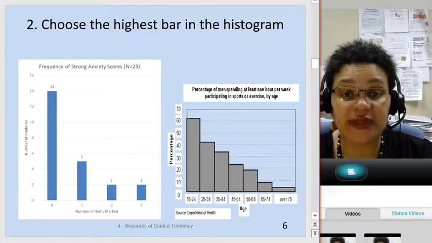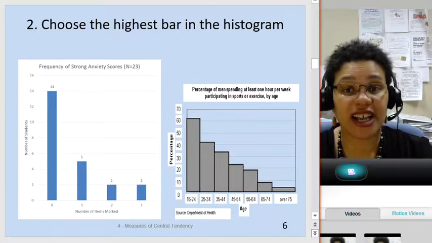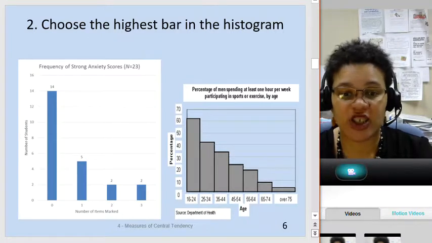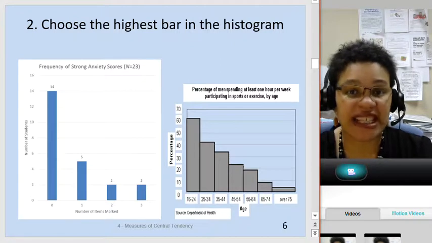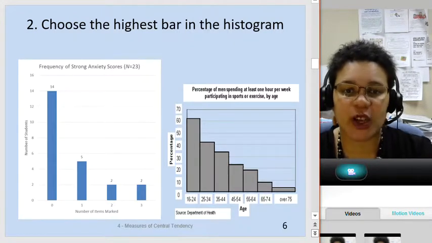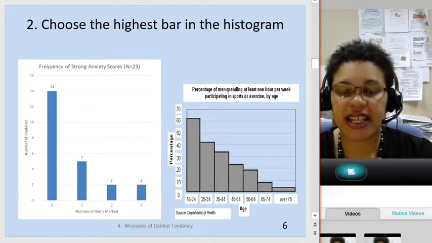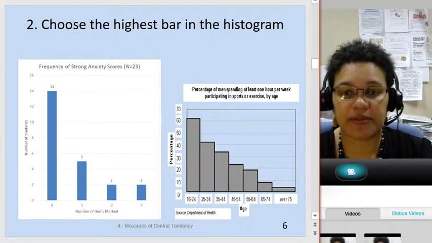Another way you can identify the mode is to choose the highest bar on a histogram. And we're going to be talking more about what a histogram is. But basically, it's a bar graph of frequencies. Here you see that same data is shown on a histogram right here. So 14 zeros.